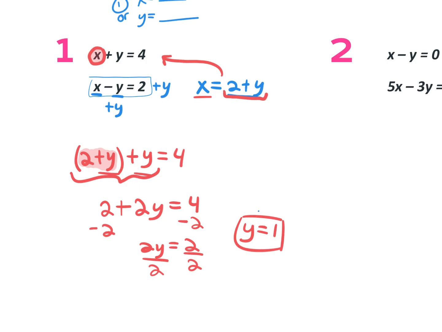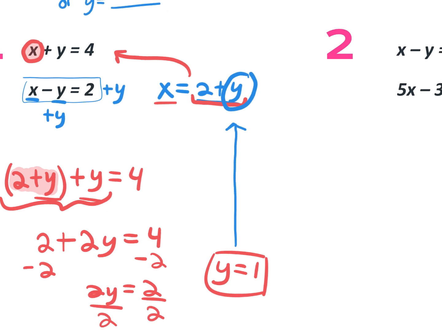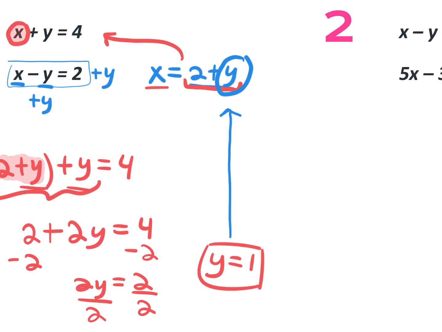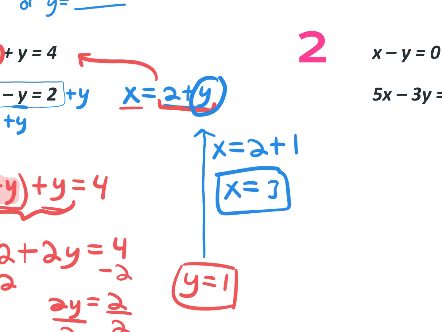And then what we do with that number, we plug it back into our substituted equation, and then we solve for x, right? So now let's replace this y right here with a 1, right? Because we just found that y equals 1. All right, so then we're going to get x equals, instead of 2 plus y, it's going to be 2 plus 1, so what is x? 3, right? So we get x equals 3, y equals 1.